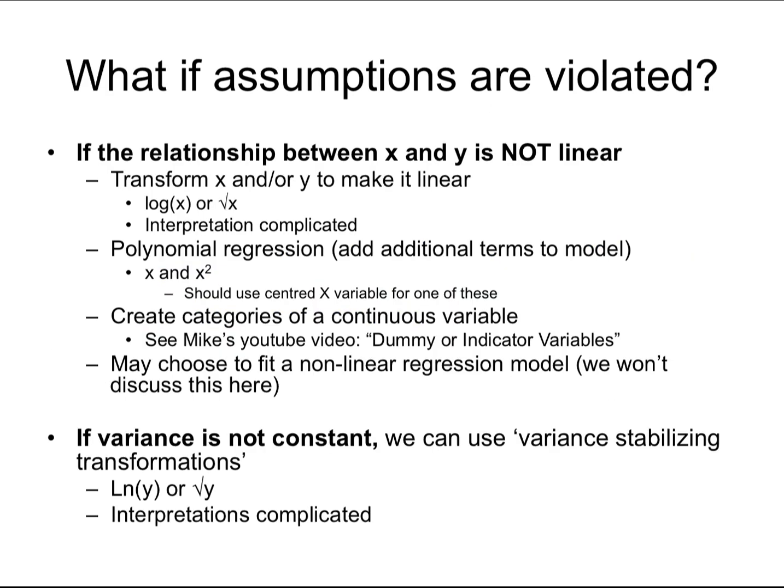So what if you discover that your assumptions are violated? First of all, what if the relationship between x and y is not linear? In this situation, you would usually transform x and/or y to make the relationship linear. So usually you would log x or take the square root of x and then work with a transformed x variable. But the problem is that this makes interpretations complicated. For example, a slope would be interpreted as each 1 unit change in log of x is associated with an average increase of blank in y. So this isn't really all that intuitive for a reader to interpret.